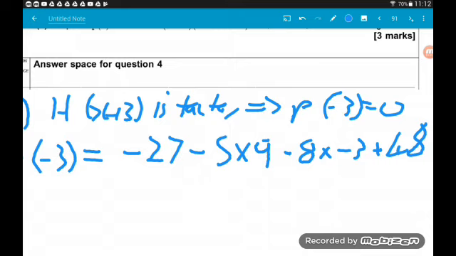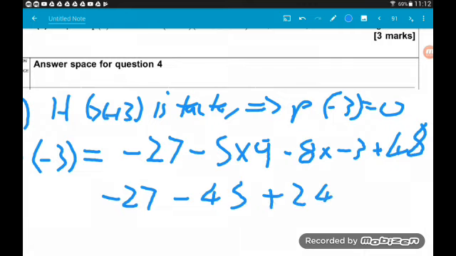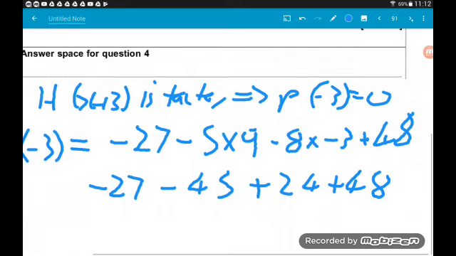Now, so we got minus 27, minus 5 times 9 is minus 45. Now we got minus 8 times minus 3. That's positive 24. So add 24 and then add 48. Does that equal 0? Well, we hope so.